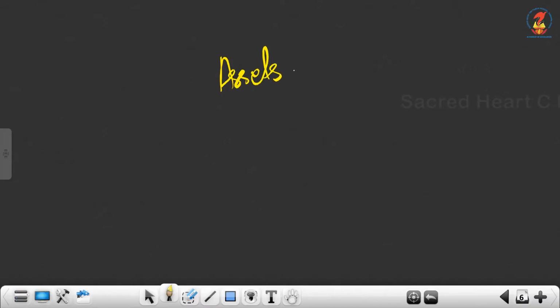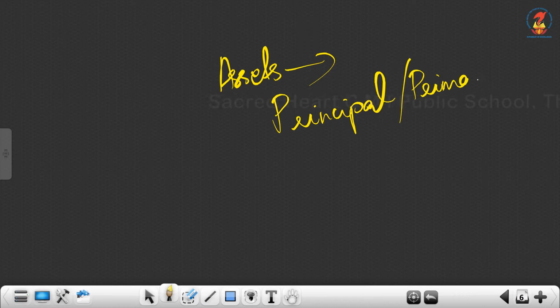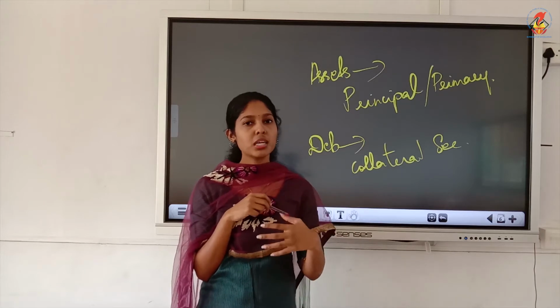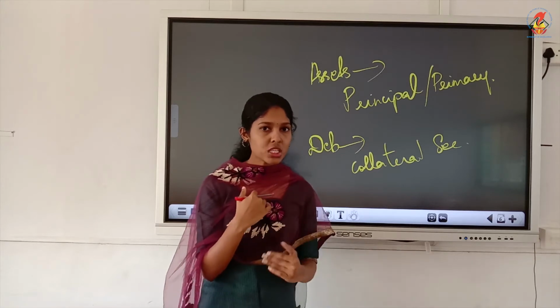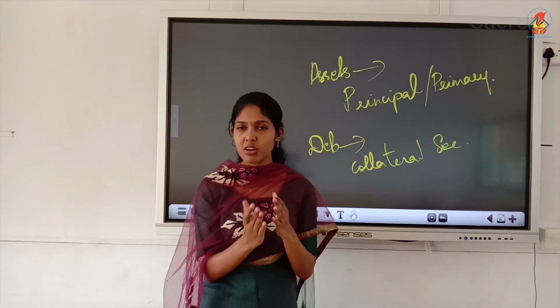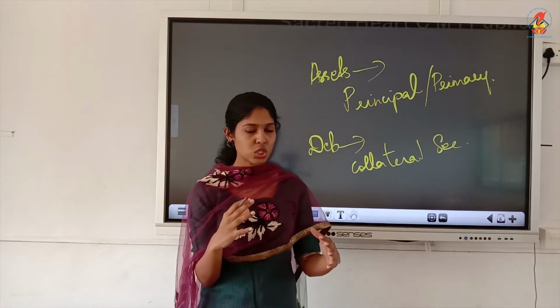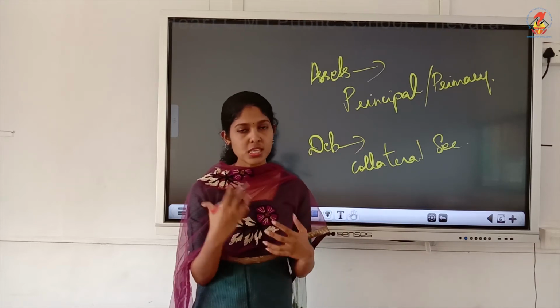Assets given as security are normally referred to as principal or primary security, whereas the debentures we issue as additional security are known as collateral security. So here, are you getting any amount or borrowing money by issuing debentures? No, it is not like issuing debentures to the public. It is just given as a security. It is not that by issuing debentures you are getting the amount. Here, debentures are given only as an additional security while you obtain this bank loan.